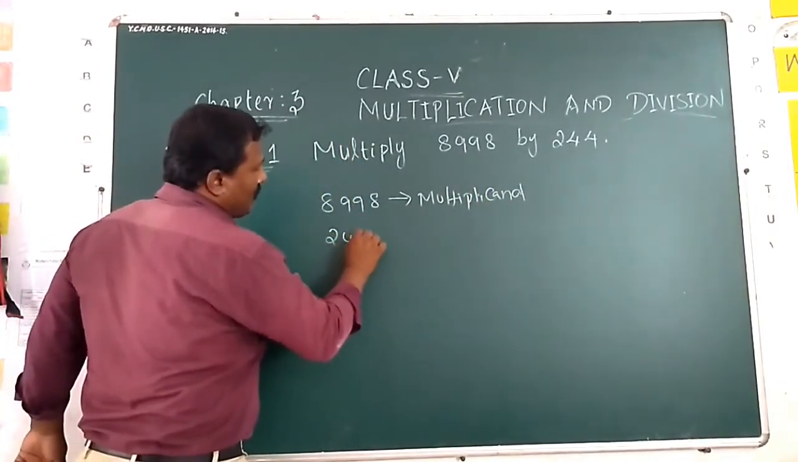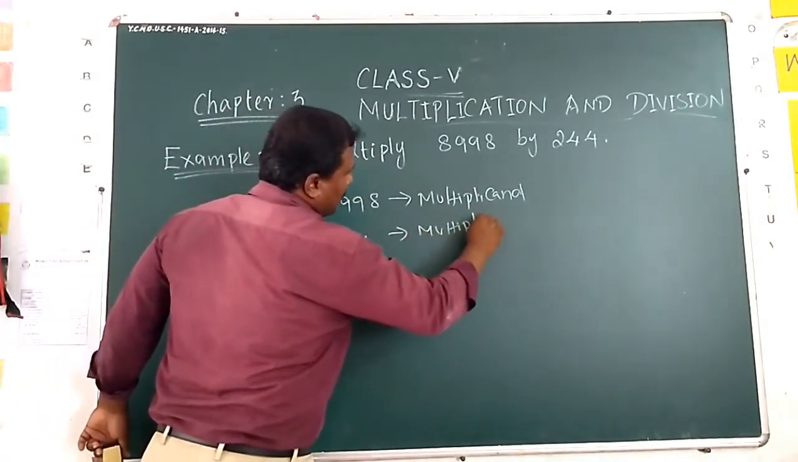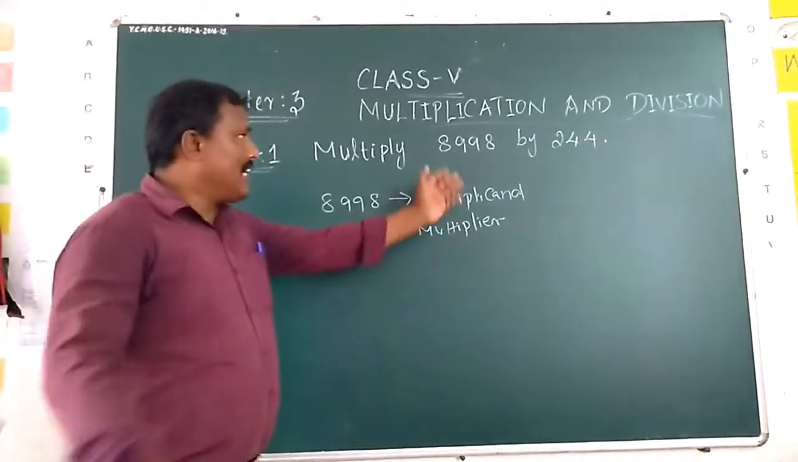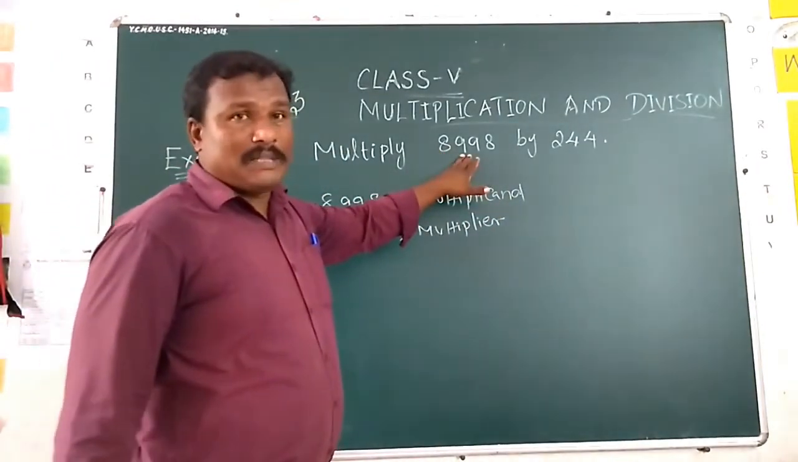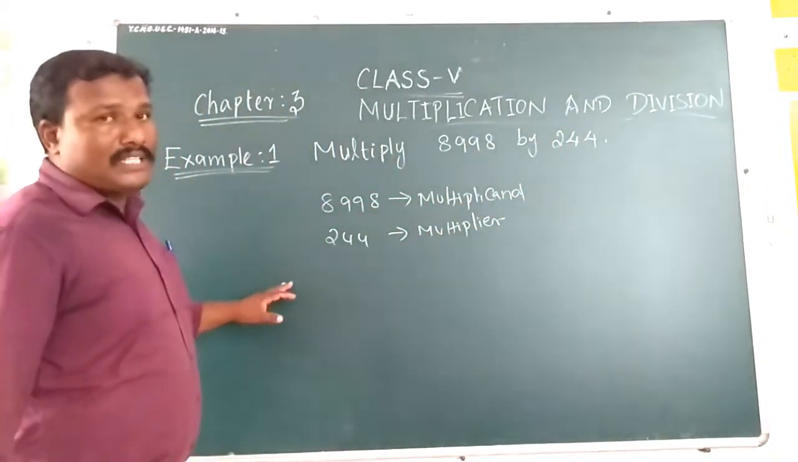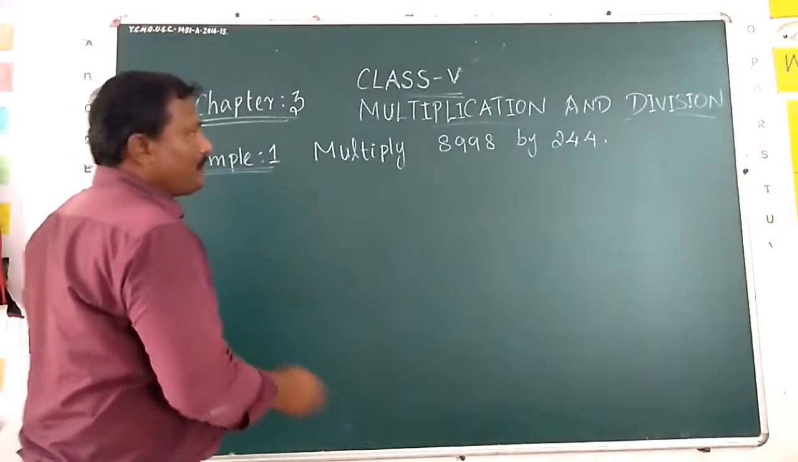Then 244 is the multiplier. So for your understanding, 8,998 is the multiplicand, then 244 is the multiplier. Now we need to find out the product. So I am going to multiply these two numbers.